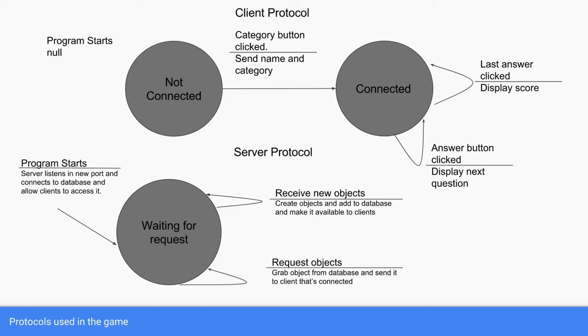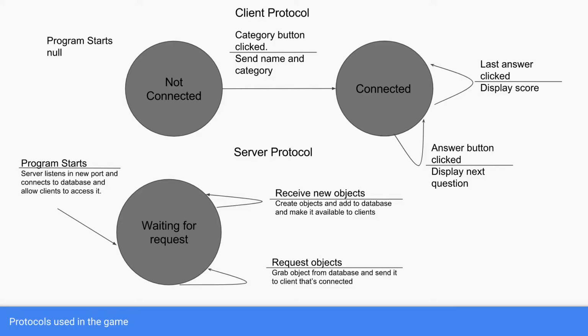For this app, I created a database server that's supposed to store all the questions and answers that will be used for the game. The way this works, according to the protocols that you can see on the screen, is the server starts out by listening on a new port and then also connects to the database so that any client that connects to the server will be able to access the database and all the questions and answers in it. Then the server goes into a waiting state and just waits for any request from any connected client.